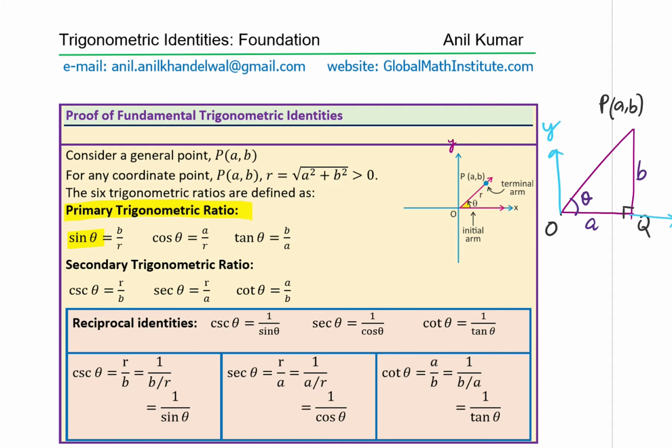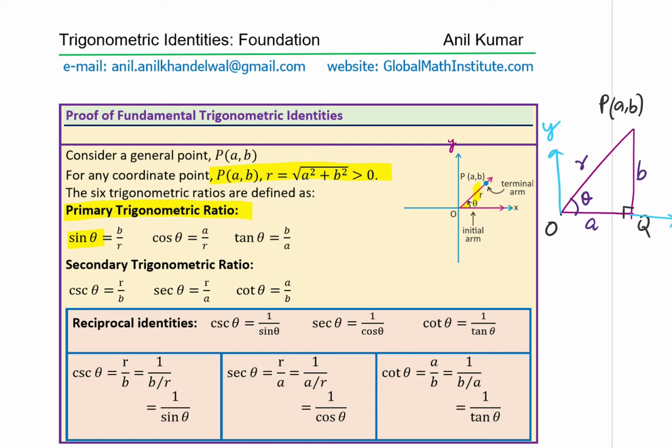Now, in that case, we can define our trigonometric ratios as b over hypotenuse. This value r, the hypotenuse, we get using the Pythagorean theorem: square root of a square plus b square, as written here, right? So for any point P (a, b), the hypotenuse has length square root of a square plus b square. It is always positive, correct?